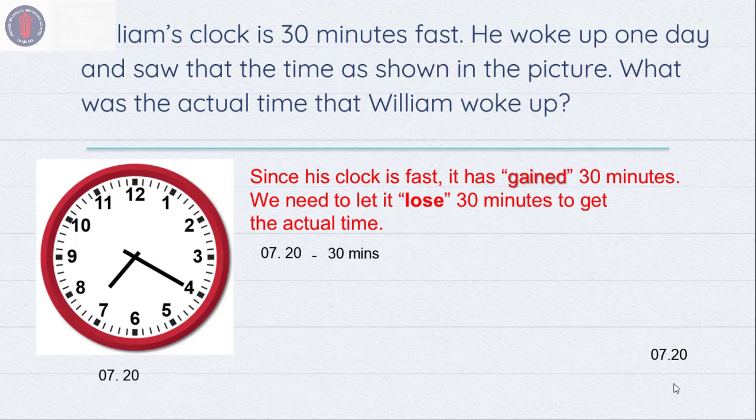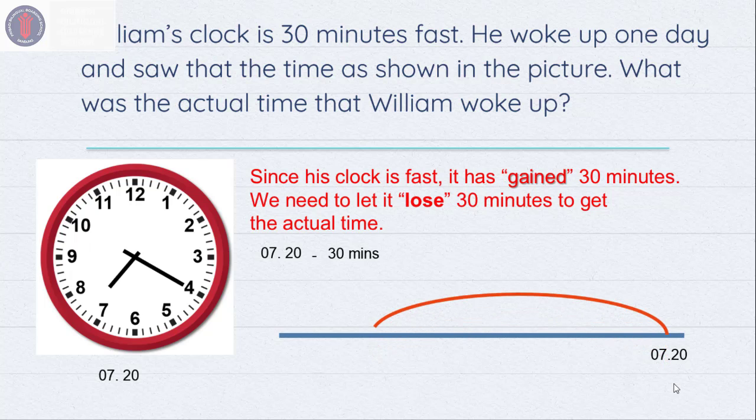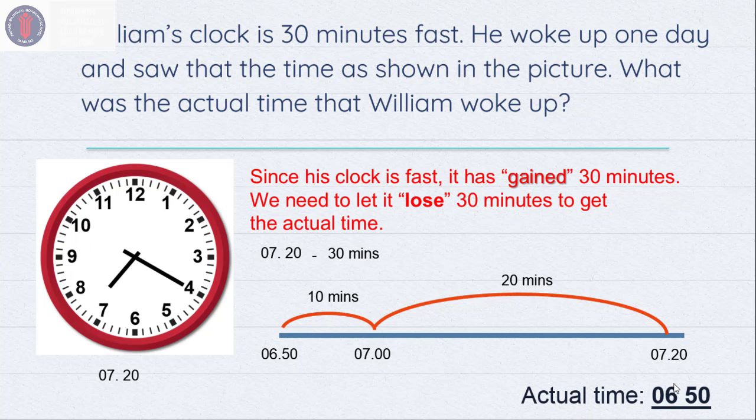So we put 7:20 on the right, put the line, and then let's count from 20 minutes because it's 7:20. So the hour before is 7 o'clock. So we need to subtract 10 more minutes. So it will be 6:50, or 10 minutes to 7. So the actual time is 6:50, or 10 minutes to 7.